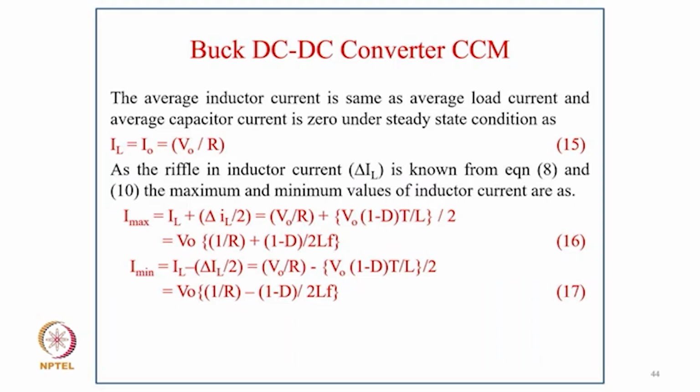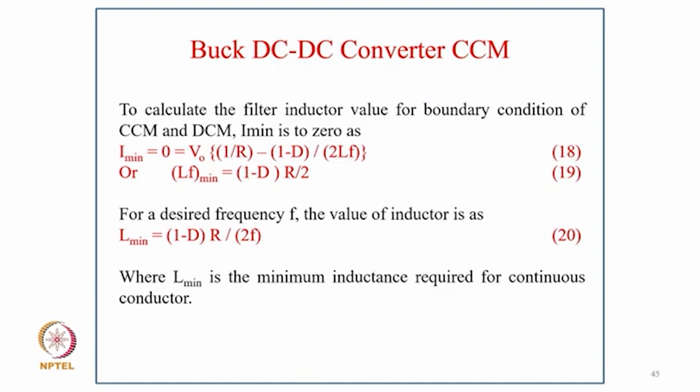So IL equal to IO equal to VO upon R, and as the ripple in the inductor current is known, the maximum and minimum values of inductor current are I max equal to IL plus delta IL by 2, or VO upon R plus VO (1 minus D) upon 2 L F, or VO in bracket 1 upon R plus (1 minus D) upon 2 L F, and I minimum equal to IL minus delta IL by 2, or VO in bracket 1 upon R minus (1 minus D) upon 2 L F. To calculate the filter inductor value for the boundary condition between CCM and DCM, I minimum is to be 0.